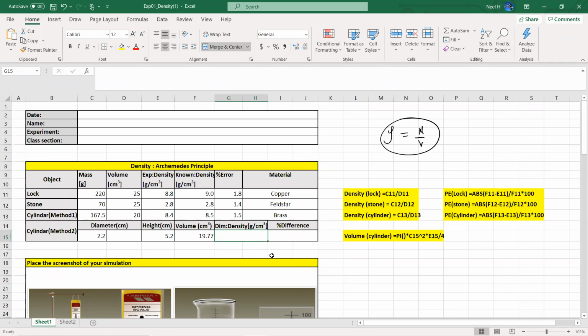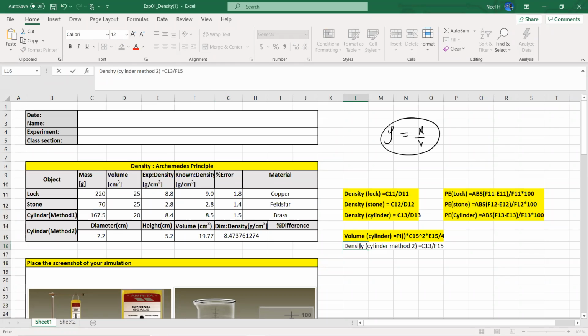Okay, then we'll calculate the density. Equal sign, mass of the cylinder we already measured earlier, 167.5, that's C13, divided by the volume. We're going to use the new value, F15, because now we're working on method 2. Hit enter. Now you can see the new density, which is very close to the previous answer, but slightly different. So this is the density of the cylinder, method 2.